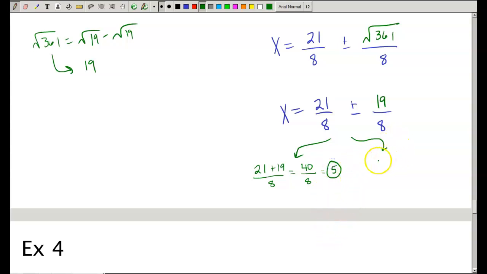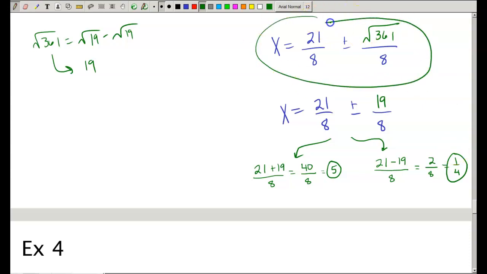My other answer would be 21 minus 19 over 8. And so I get 21 minus 19. Well, that's just 2. That's 2 divided by 8, and that equals 1/4. So that's my other answer. So if you left your answer like this, well, technically that is still the correct solution. It's just not fully reduced.